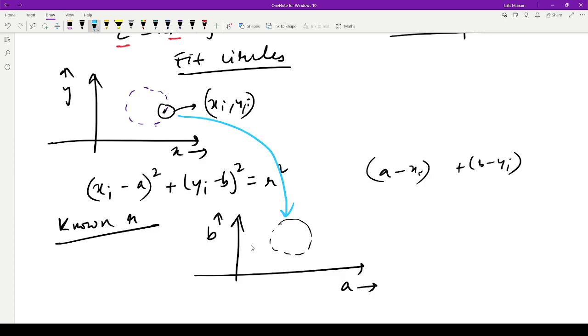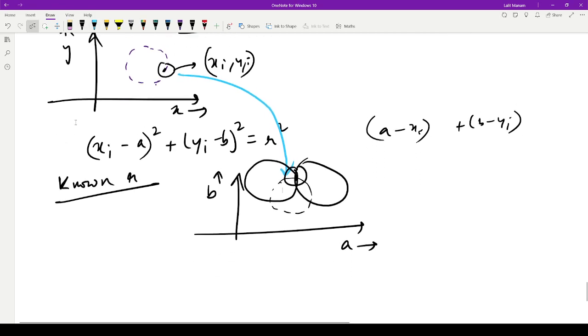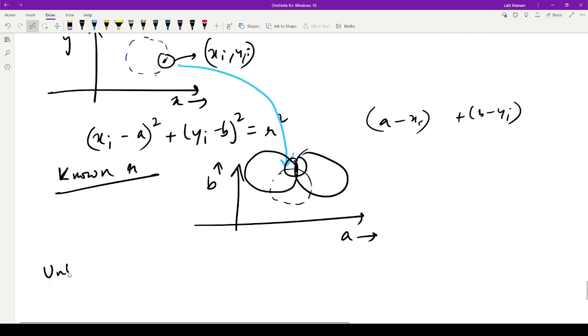Now it's like the intersection of circles here. All these circles which intersect here will give me the actual A and B parameters, which define this whole circle. So for each point, you will have different circles out there. Okay, so what if you don't know R?